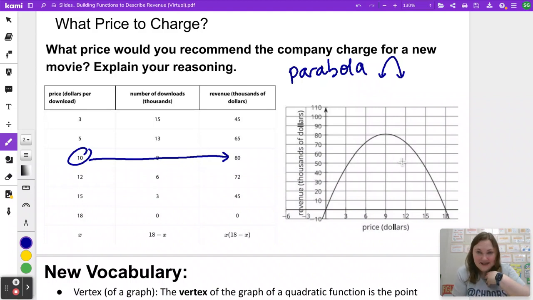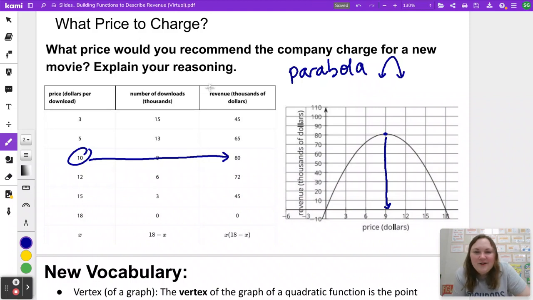And if they were asking me, I would recommend they set the price where they predict they're going to make the most money. And so if I'm trying to describe that point there, it's right there in the middle of our graph, and it is at the price $9.